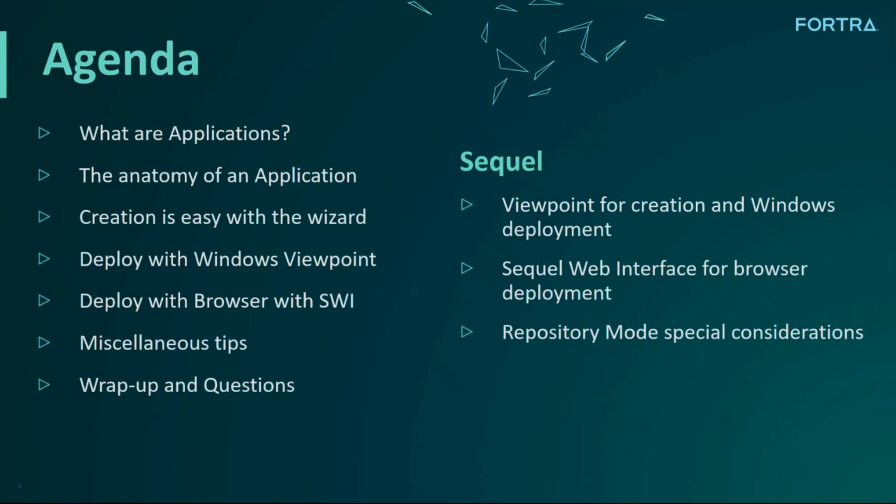Today's agenda is what are applications. We're going to go through each of these bullet points in detail, so we'll expand on that as we move forward. We'll look at how the pieces of an application are put together. Applications do come in a couple different flavors, and you're going to see that as we move forward. Creation of an application is easy. We've got a wizard process. Applications are deployed through Windows Viewpoint. Another way to use the drill down is through a browser with our web interface. We'll follow up with some miscellaneous tips and then the wrap up at the end.